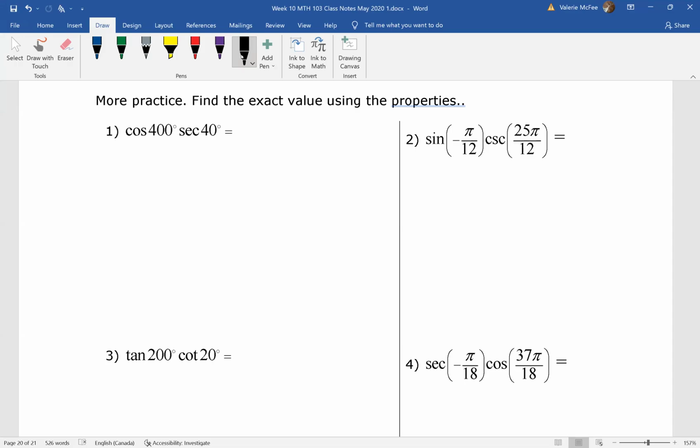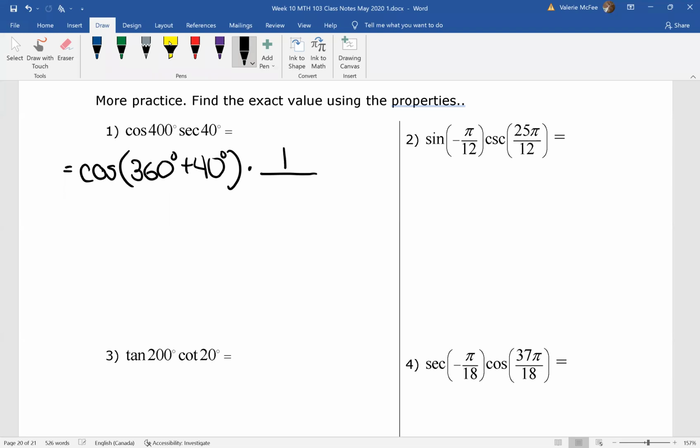These types of questions are always on your final exam. Make sure you're comfortable working with them. The first thing you should notice in question 1 is that our angle measures are not the same. But we remember that cosine is periodic. It repeats every 360. 400 is equal to 360 plus 40.